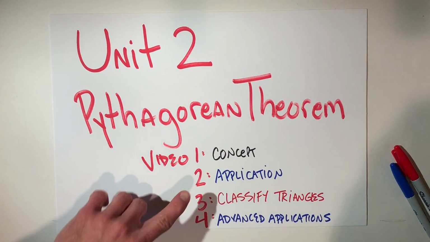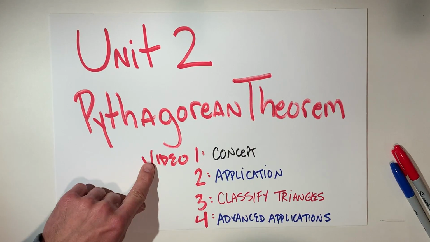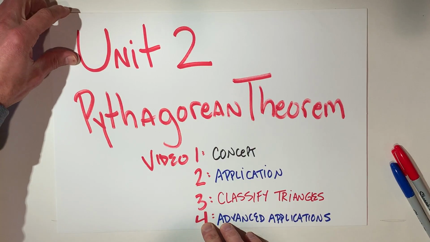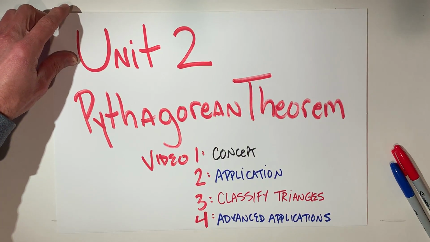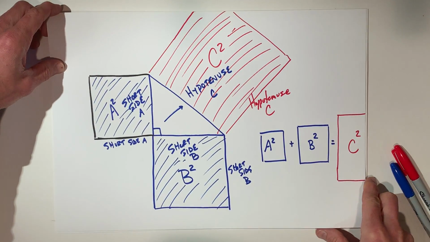All right, so here's the second video in the unit 2 Pythagorean Theorem lessons. This is video 2 on the application. Now these applications are going to be quite simple. They're going to be based on the previous video that we did. I'll remind you that we had this visual image on the previous one.